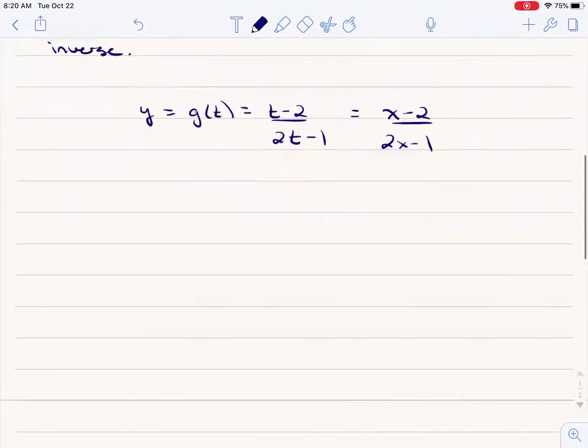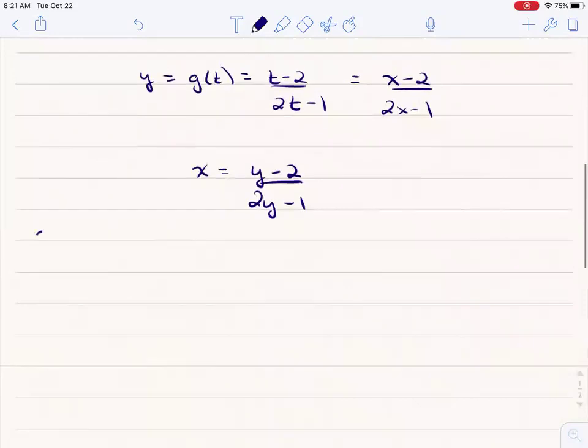So now, what we're going to do is wherever I see a y, I'm going to write an x. So I get x is y minus 2 over 2y minus 1. And then wherever I see an x, I'm going to swap it with a y. And now I'm going to solve for y.